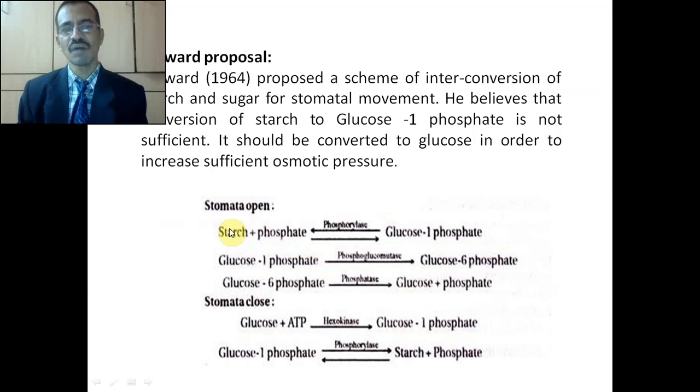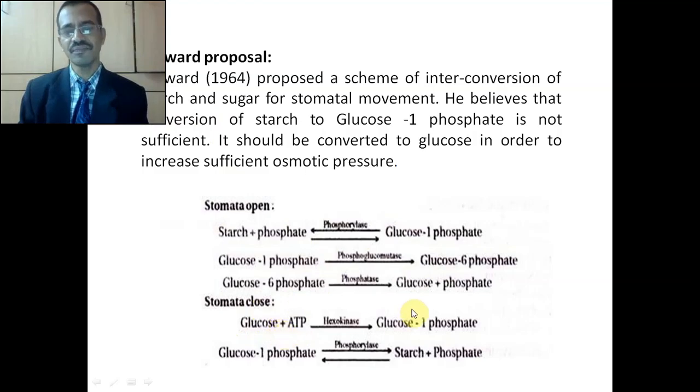Now we see the formation of glucose, the interconversion of starch to glucose during the daytime, which leads to the opening of the stomata. So here, as we discussed earlier, when there is more glucose in the guard cells, stomata are opened, which is explained by Stewart in different steps: how the glucose is formed from the starch in different equations. So next, the mechanism of the stomatal closure is described here.